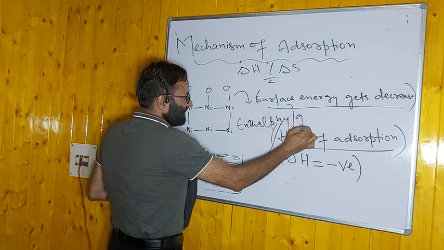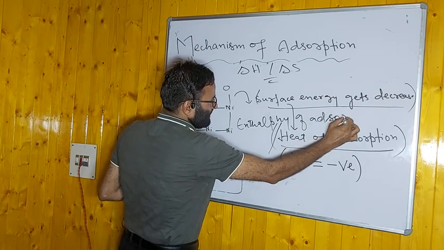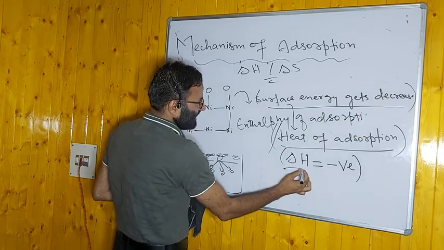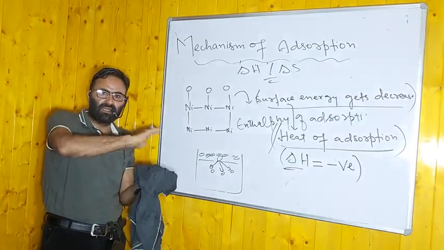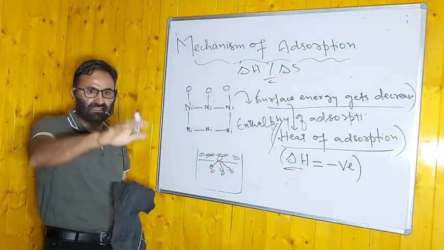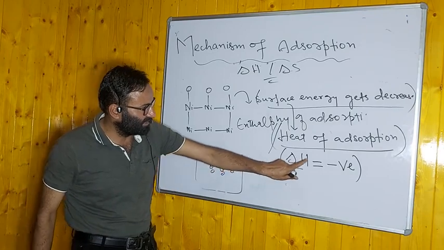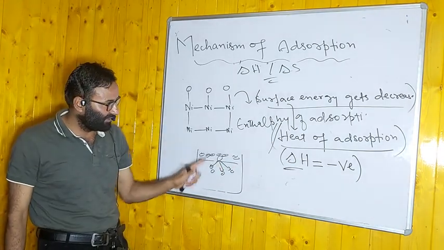Enthalpy of adsorption, that is delta H, is negative. It indicates that during the adsorption process, energy gets released, energy gets liberated, that is, delta H is negative. First, we will mention this point.